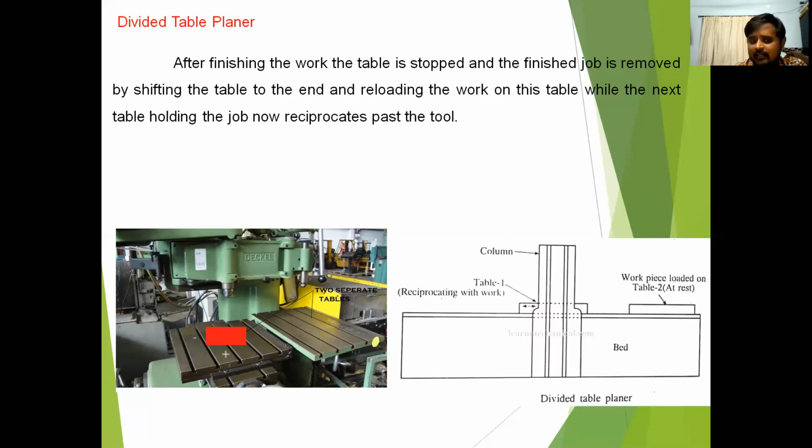So to avoid that idle time, here we are using two tables. Let's say, for example, some operation is being performed on this workpiece, and simultaneously, in parallel, we load another workpiece to the next table. For example, this is table number 1, and this is table number 2.